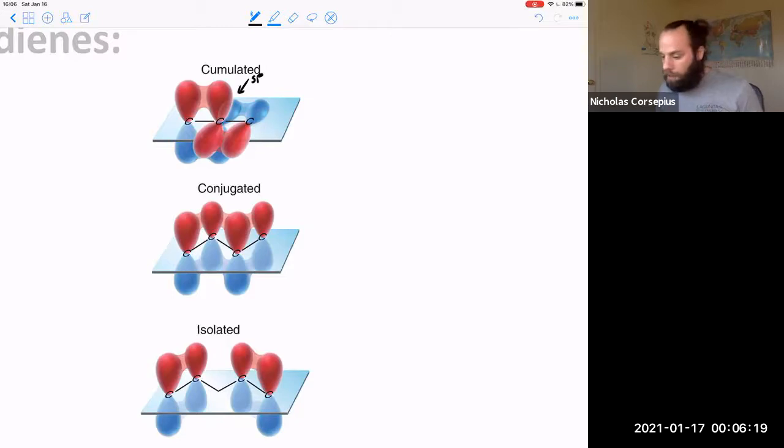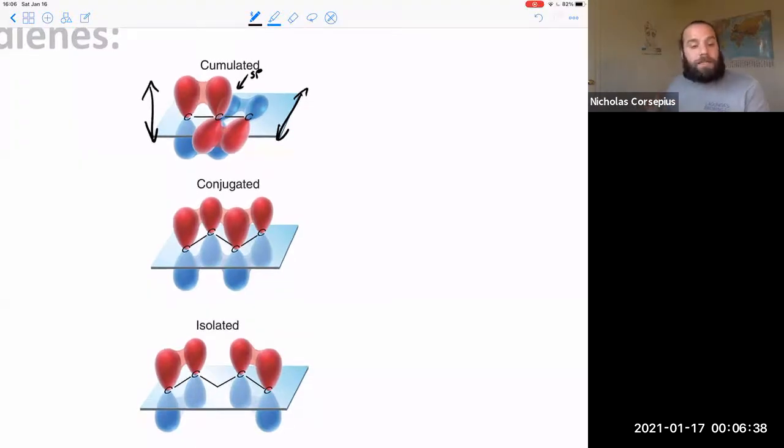Okay, one set is pointed perpendicular to this plane that's drawn. The other set is pointed parallel to this plane that's drawn. Okay, what that means is that those p orbitals can't really talk to one another. They're kinked out of the plane.